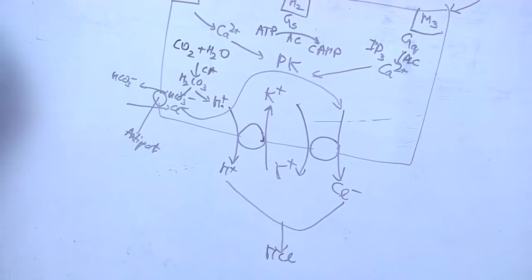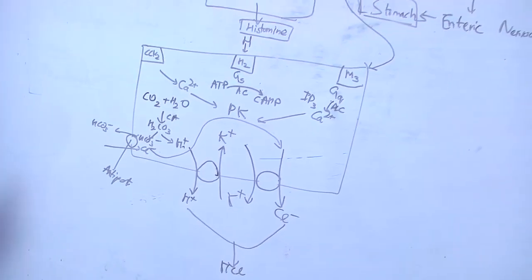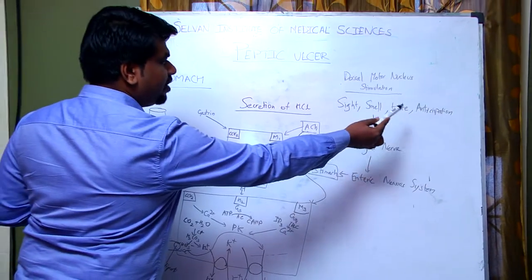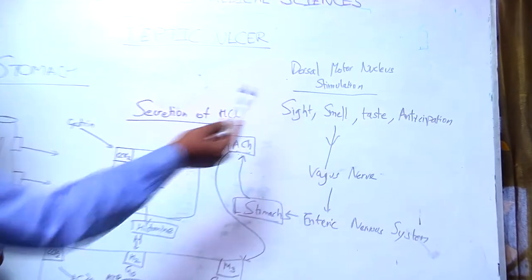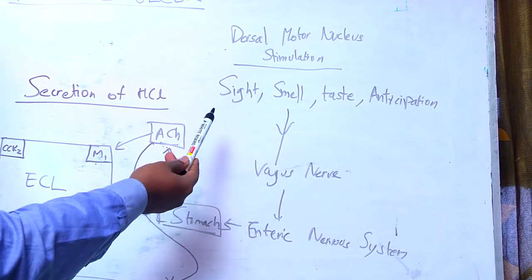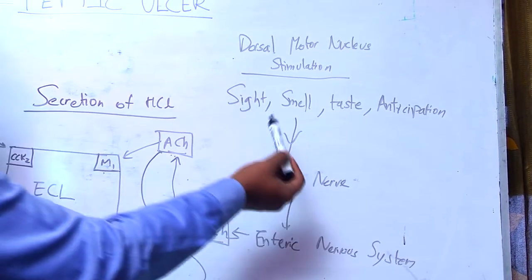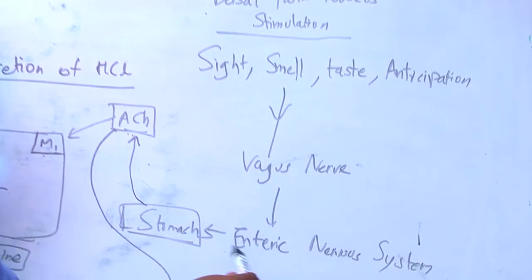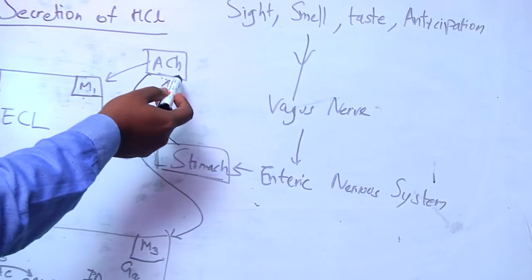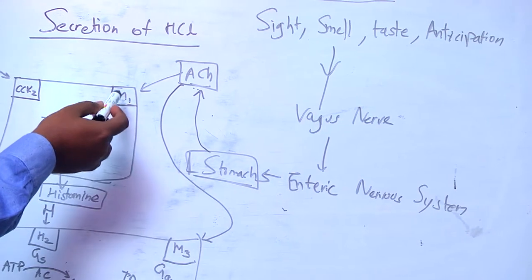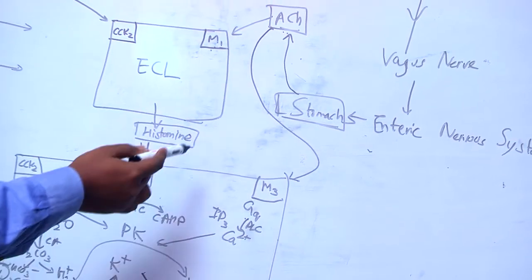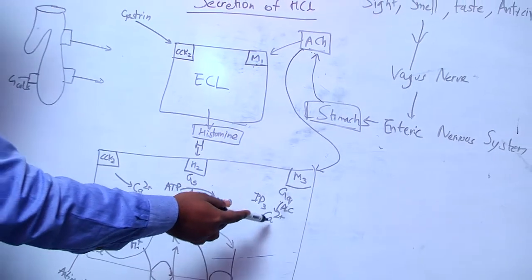So let me go through the whole system again so that you get a grasp of how HCl is secreted. First of all, when there is sight, smell, taste or anticipation of food, there is stimulation of the dorsal motor nucleus. When there is stimulation of the dorsal motor nucleus, what happens? All the signals via the vagus nerve, they enter into the enteric nervous system. From the enteric nervous system, the acetylcholine is secreted which acts on the muscarinic receptors, that is M1 in ECL cells, M3 in your parietal cells. Everywhere the acetylcholine goes and acts, which leads to intrusion of your calcium.